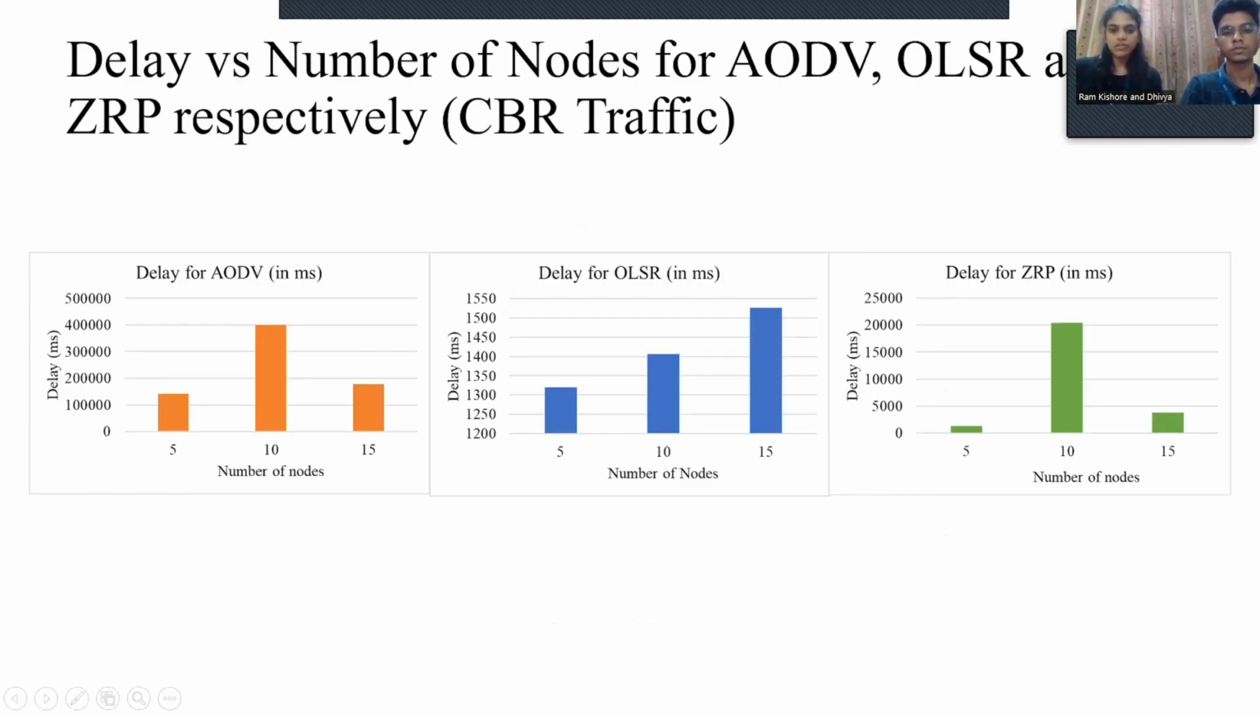Next we are going to see delay versus number of nodes for CBR traffic. In the figure, the application delay for AODV is relatively higher compared to OLSR and ZRP, because of the topology changes, AODV has to search for a new route and takes time, compared to OLSR and ZRP, which constantly update the routing table. Note that the delay for 10 nodes is higher for AODV and ZRP compared to 5 and 15 nodes because of the random movement of the random waypoint, which is the mobility model we are using.